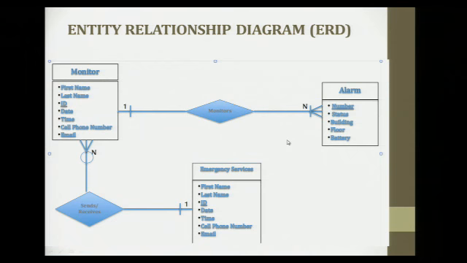This is the entity relationship diagram for this system. We have emergency services. It has first name, last name, and ID, which will be unique, and the date for receiving and sending alarm messages, time, cell phone number, and email. These are the attributes, and it sends and receives many messages from the monitor. The monitor has an ID and first name, and each monitor should monitor multiple alarms in different locations.